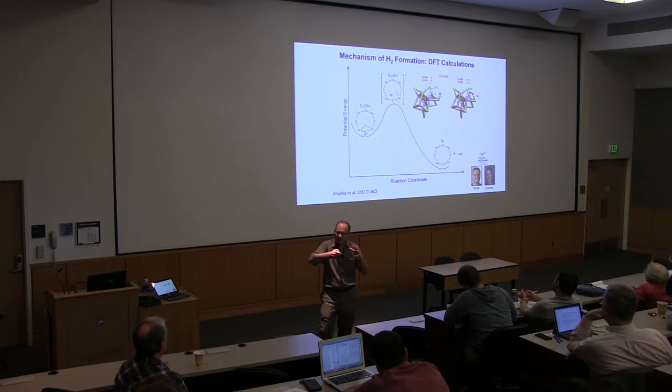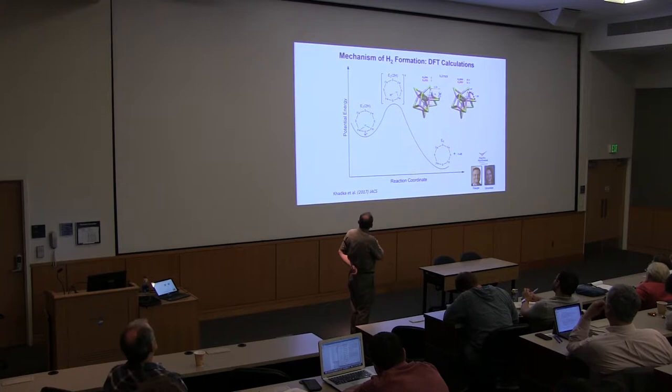So that's another caveat here. This is just on FeMoco. And of course, we start from this hydride, bridging hydride state with the proton. This is the E2 state. It's simpler to do the calculation. It also relaxes to make hydrogen. And of course, we know that we do this.